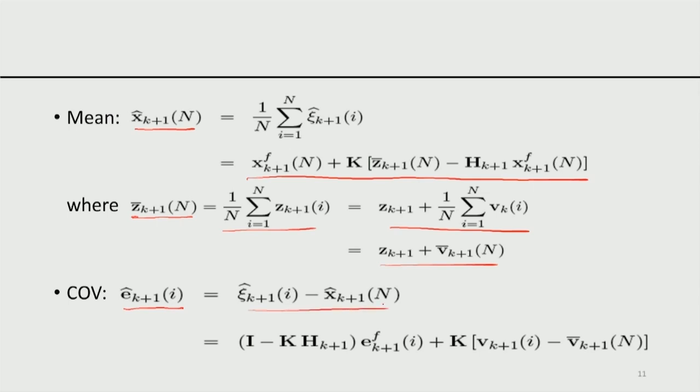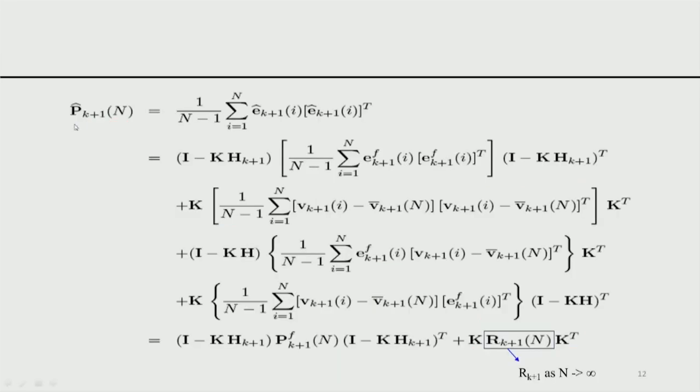In order to compute the covariance, I have to compute the error in the analysis, which is given by this. The error in the analysis has this structure. Look at this now. V_{k+1}^i is the ith member of the observational error. This is the mean of that. So this difference is the anomaly. That anomaly goes to 0 as N goes to infinity. So these are some of the things one has to remember when one tries to manipulate these quantities. These quantities can be very small, but still we need to bulldoze all these small quantities.